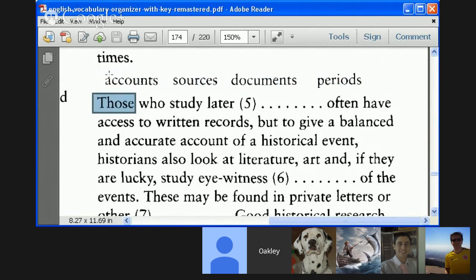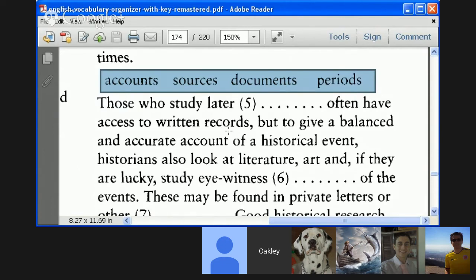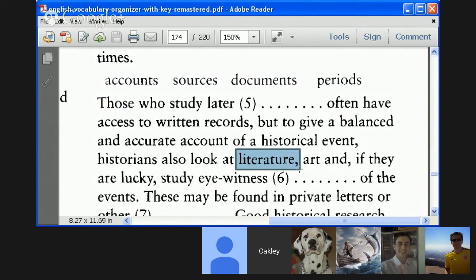Okay. Those who study later documents often have access to written records, but to give a balanced and accurate account of a historical event, historians also look at literature, art, and if they are lucky, study eyewitness sources of the events. Okay, let's back up, Cesar.